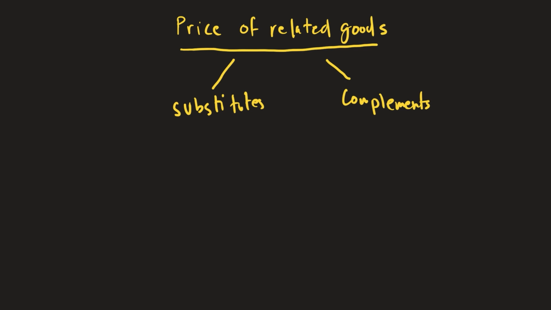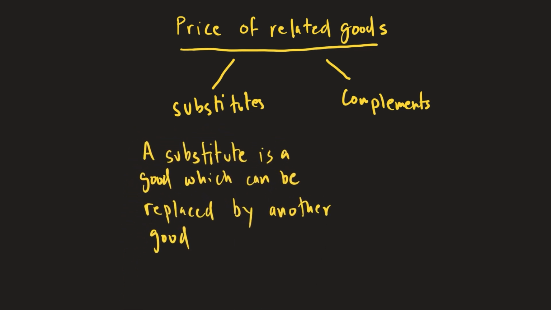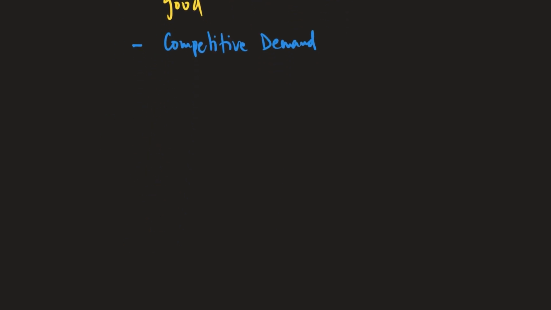A substitute is a good which we say can be replaced by another good. In other words, it's a good that is in what we call competitive demand. A good example of this is tea and coffee. So when you look at demand for tea, coffee becomes what we call a substitute to it.